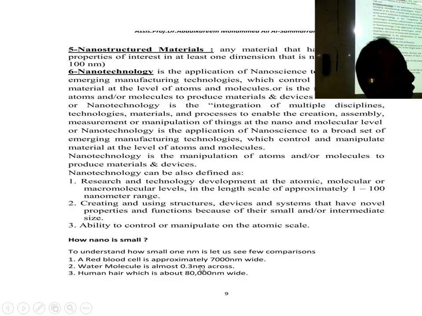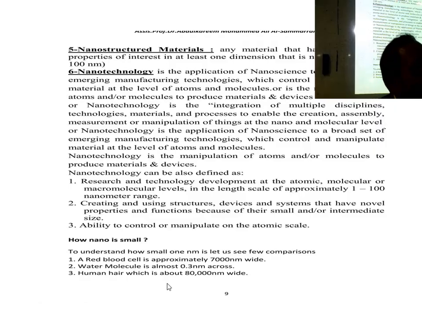See, these things, if you note, you will understand. What does nano size actually mean? Red blood corpuscle size, you can more or less realize how much size it is. Red blood corpuscle, we can see in the microscope. Now, our RBC is 7,000 nanometers wide. It is microscopic, only under a microscope you can see that, not with naked eyes. So 7,000 nanometers is one RBC.